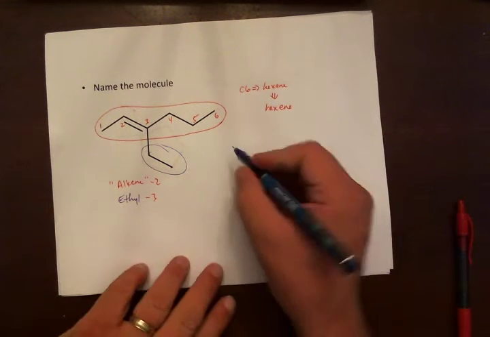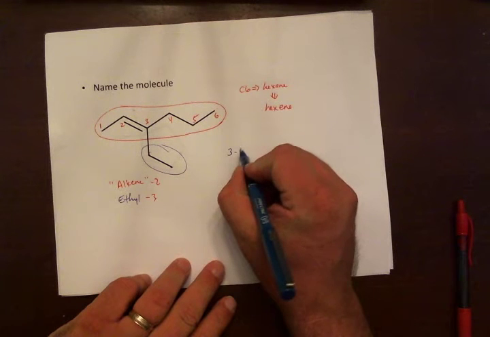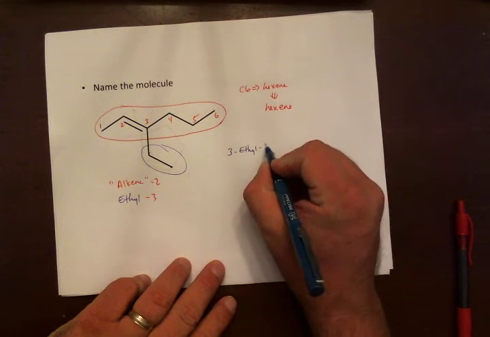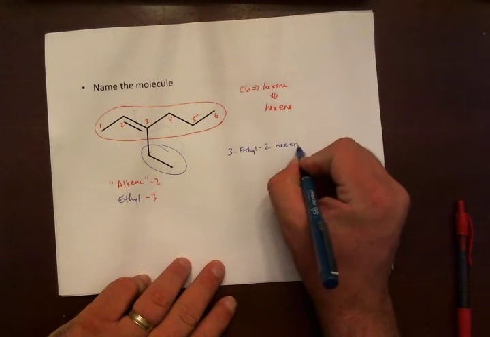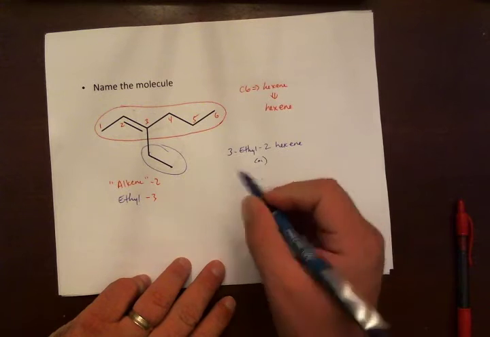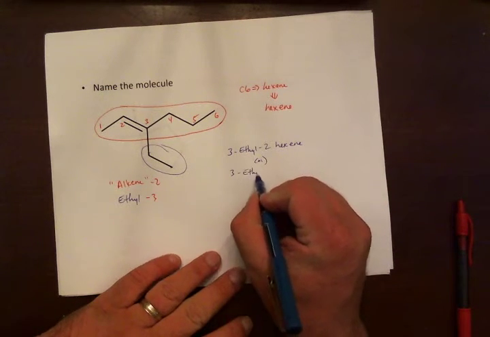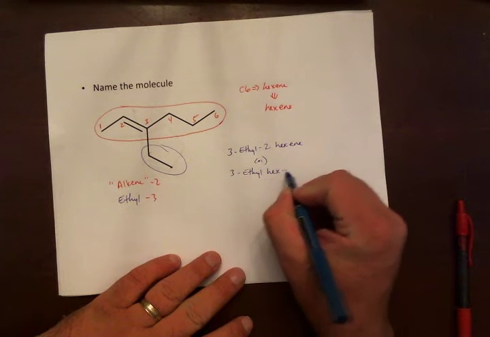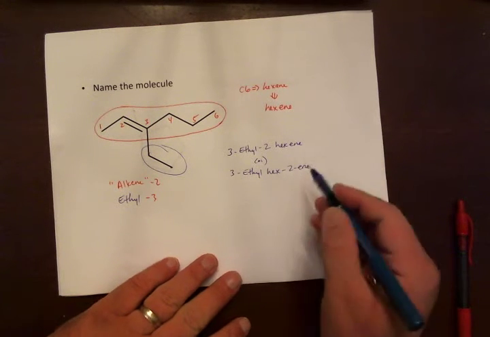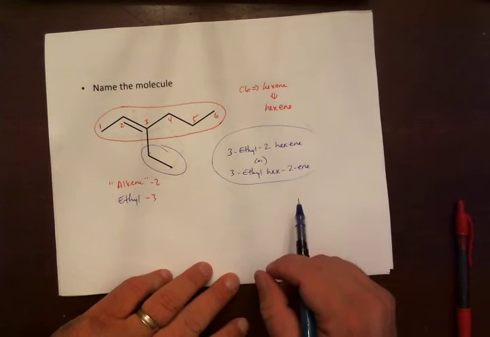So the name's either going to be 3-ethyl-2-hexene, and I only need one of these, I don't care which one. You can do 3-ethylhex-2-ene. Either one, it doesn't matter.